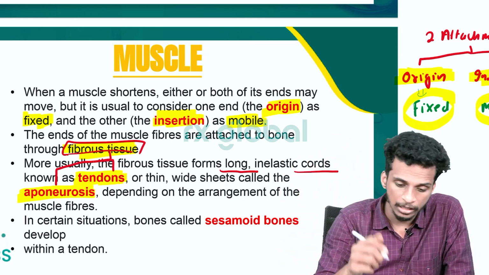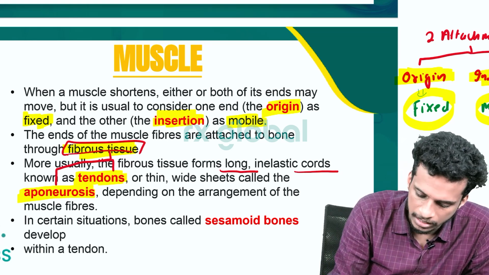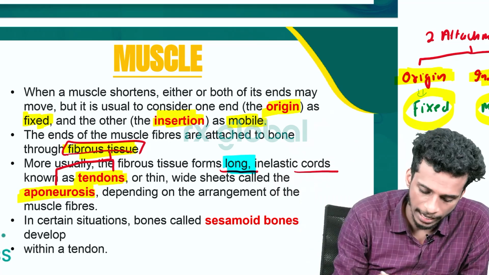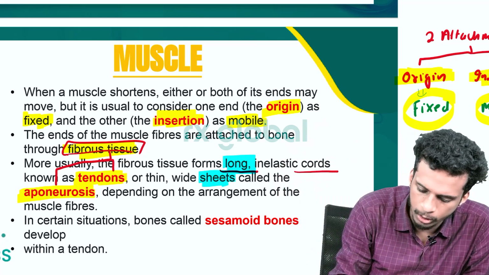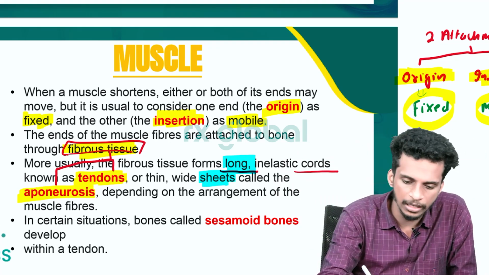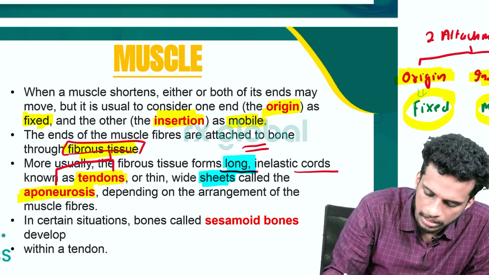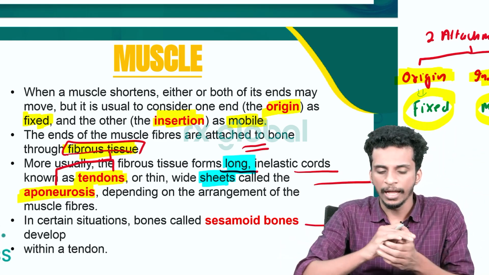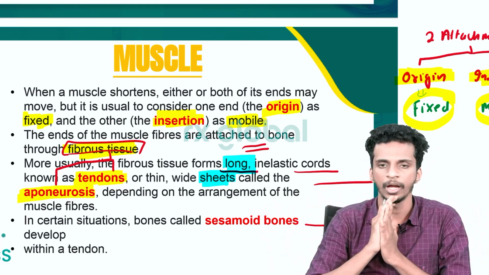Then what's the difference? The difference is that tendons are usually long, that means they will be in length, and aponeuroses are usually sheets. A tendon will be long and slender like this, and an aponeurosis will be something like this, more flat. Tendons will be more linear. I hope it's clear to everyone.